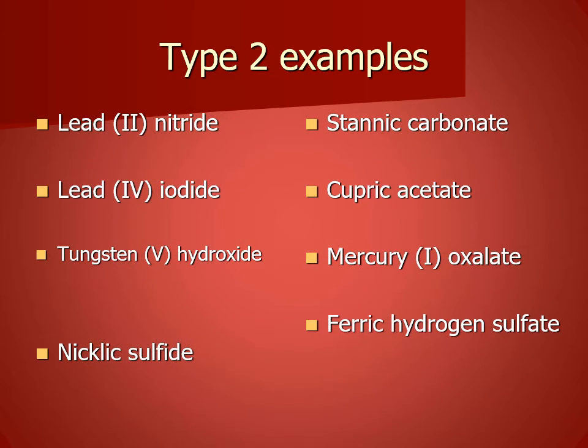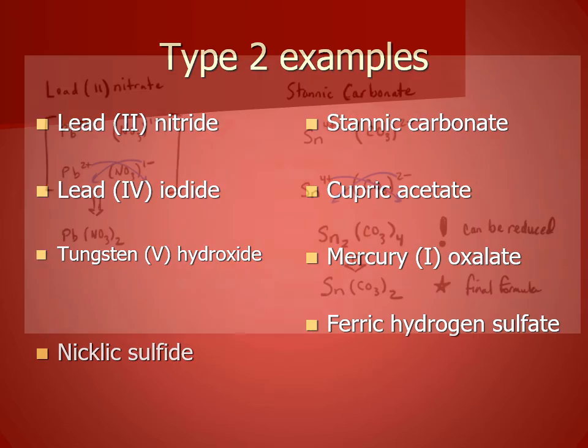Okay, here I have several examples. Lead 2 nitride, lead 4 iodide, tungsten 5 hydroxide, nickelic sulfide, stannic carbonate, cupric acetate, mercury 1 oxalate, and ferric hydrogen sulfate. I have written out two or three of these, and then we'll take a look at all of the answers, and then we'll start to wrap this up with a brief discussion on hydrates.